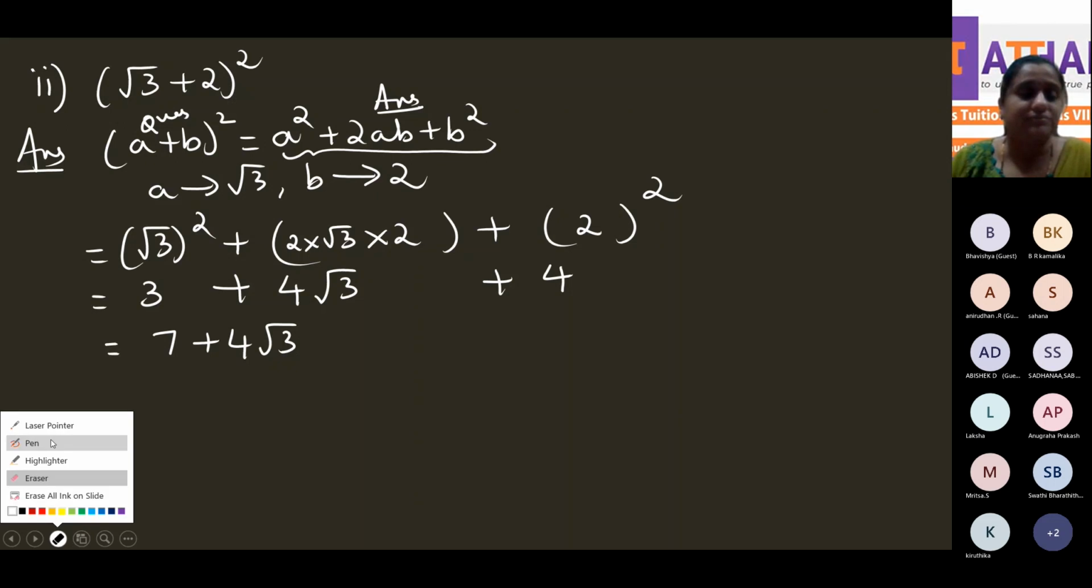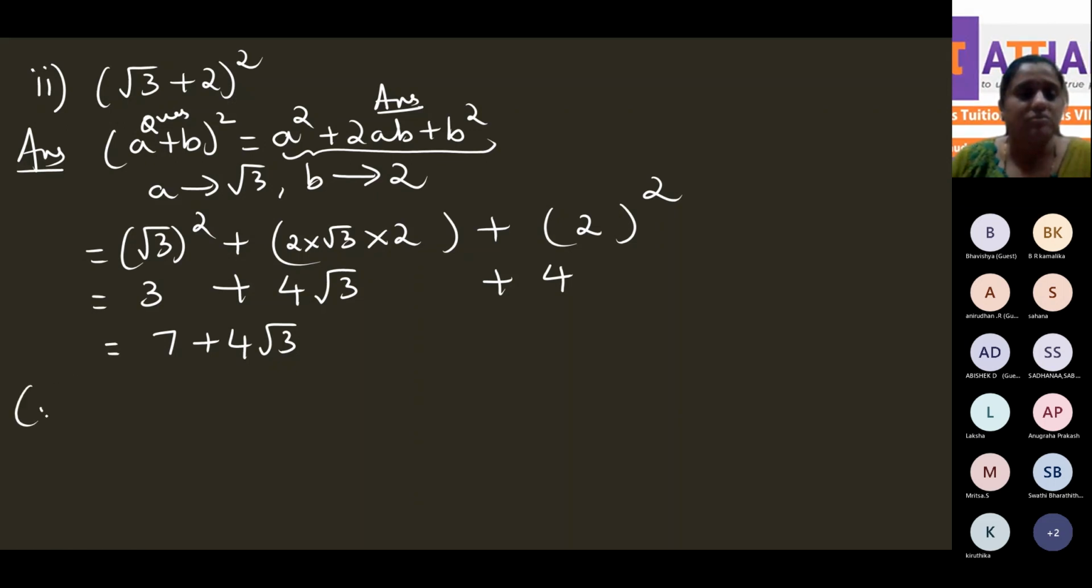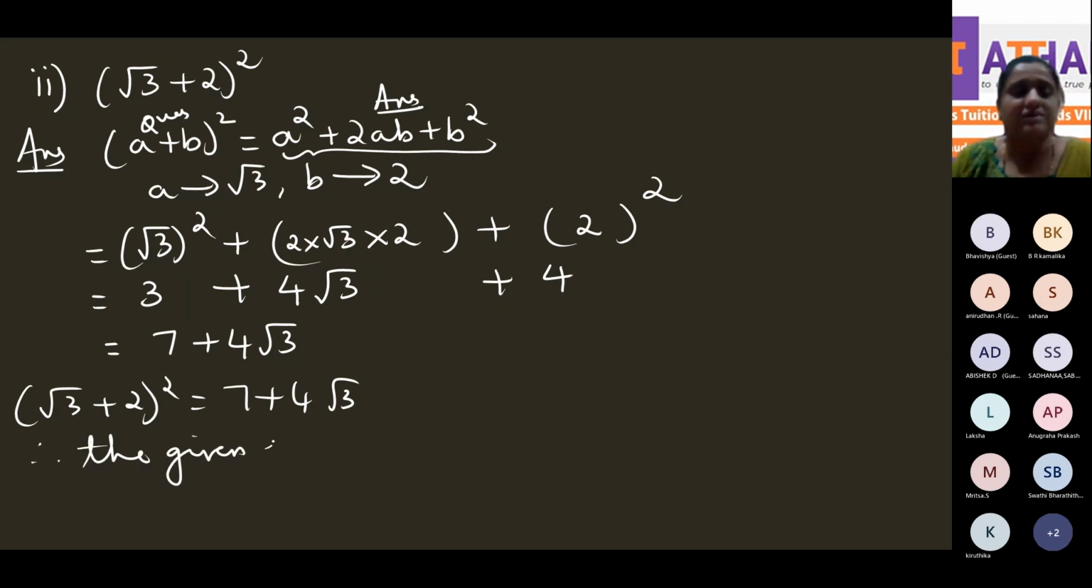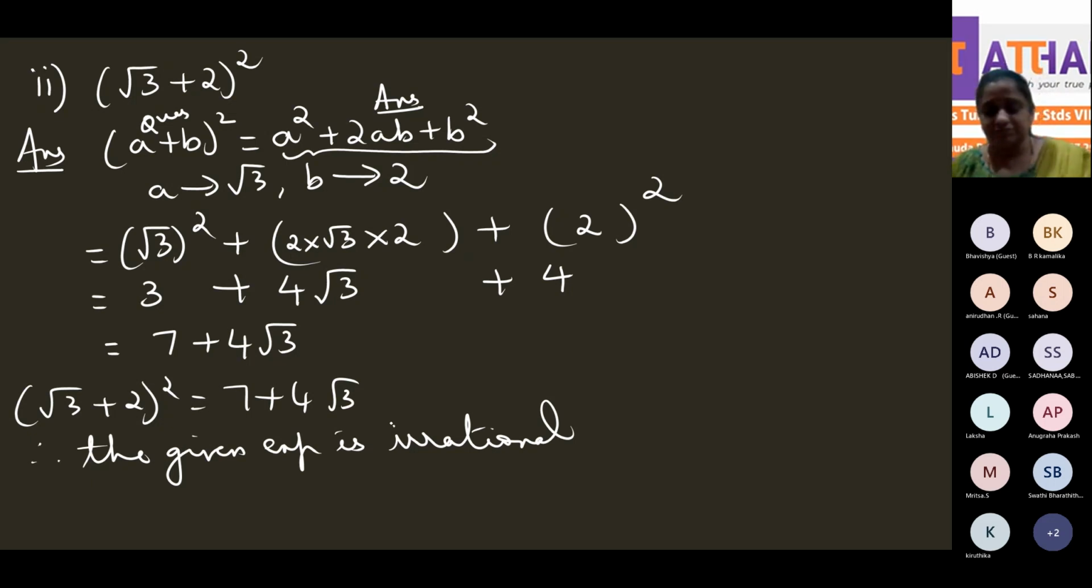Very good. So the whole square is equal to 7 plus 4 root 3. Therefore, the given expression is irrational. Very good. Take down, children.